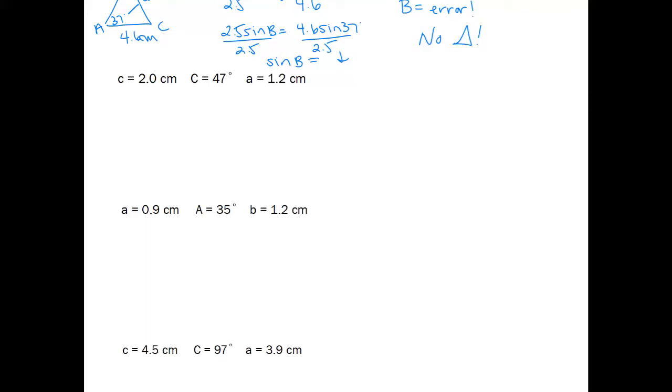So this time we have angle C and side A. Getting a quick sketch of our triangle, because again, we don't even know if this is even possible. So angle C would be 47 degrees, side C is 2.0, and side A is 1.2. So again, we do have a side-angle relationship here that will build our law of sines. So sine of 47 over 2.0, or just 2, and then it would be sine of A in this case over 1.2.